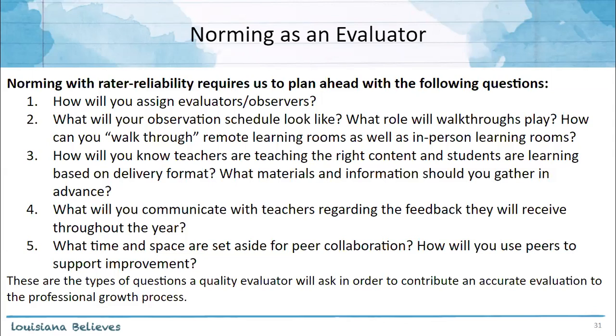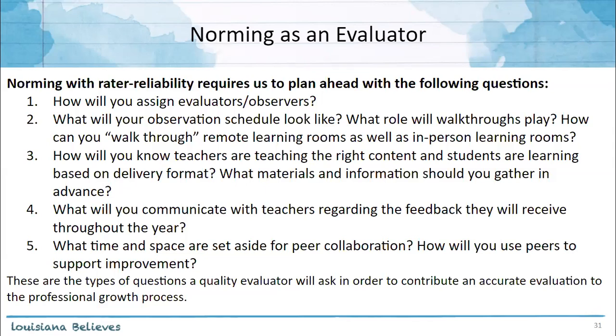For example, how will you assign evaluators and observers? What will your schedule look like? What role will walkthroughs play? How can you walk through remote learning rooms as well as in-person learning rooms? How will you know when teachers are teaching the right content and students are learning based on the delivery format?